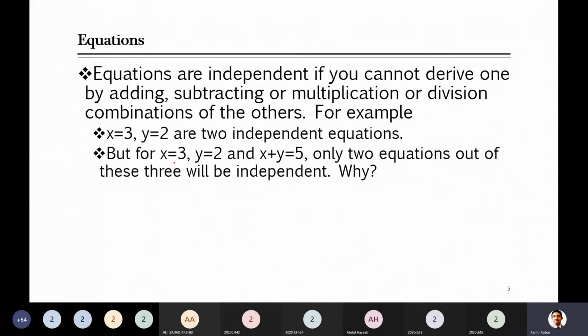Either of these you can select. For example, I select only the first 2, or maybe you can select the second and third. Maybe you select first and third. Got the idea of what independent equation means? Yes sir.